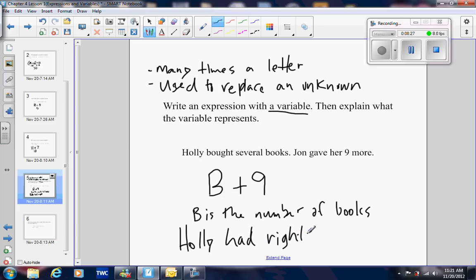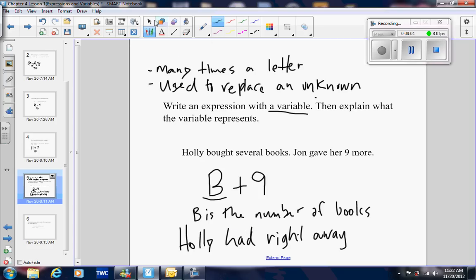And I'll even put right away so we know it was earlier. b is the number of books that Holly had right away. She bought several books. We don't know how many. It's an unknown, like we had talked about up here. However many it was, John gave her 9 more. So we're going to take that number b, and we're going to add 9 to it. Now sometime later we'll find out what b is, and then we can find out the total number of books she has right now. But for right now, we just have the expression b plus 9.